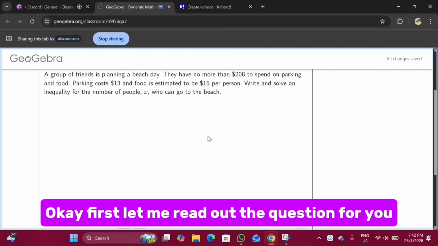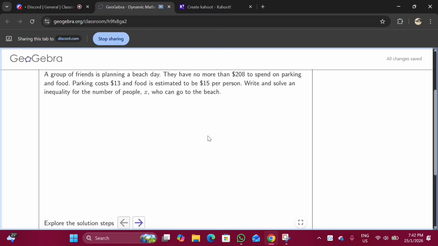Okay, first, let me read out the question for you. A group of friends is planning a beach day. They have no more than $208 to spend on parking and food. Parking costs $13 and food is estimated to be $15 per person. Write and solve an inequality for the number of people, x, who can go to the beach.